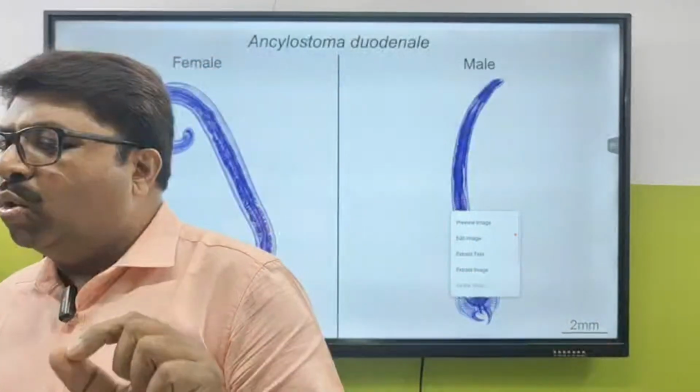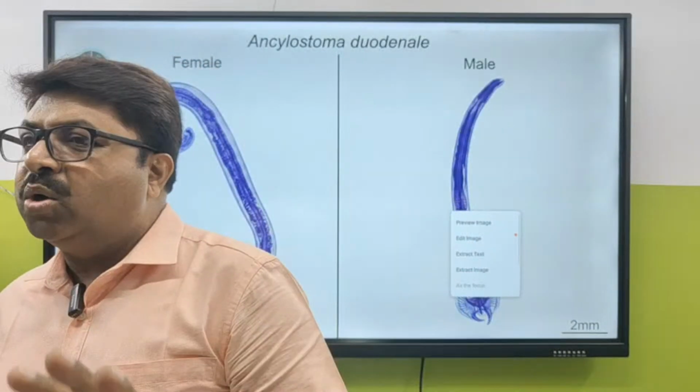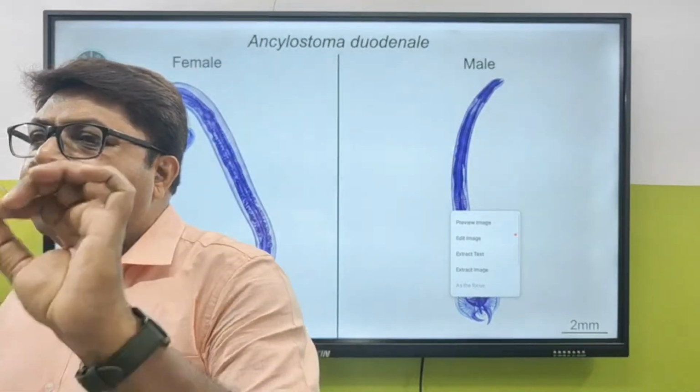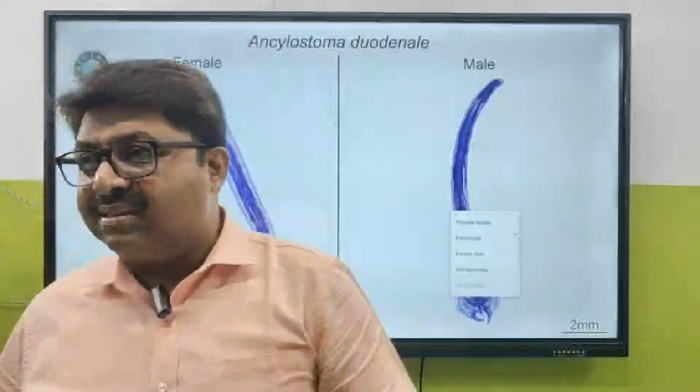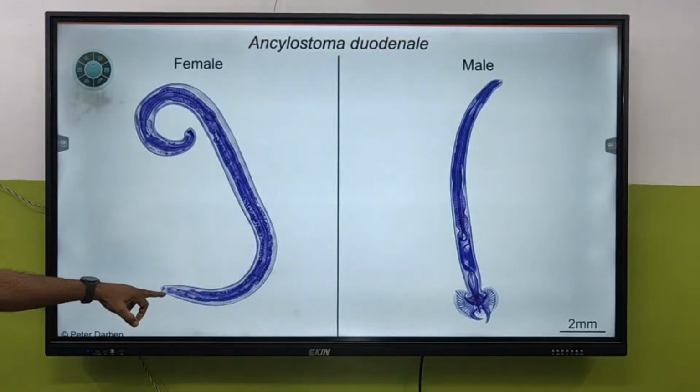You should not walk on those lawns or open land where other animals graze, because you never know which forms of parasites are present in those areas. So this one is female, that one is a male one.